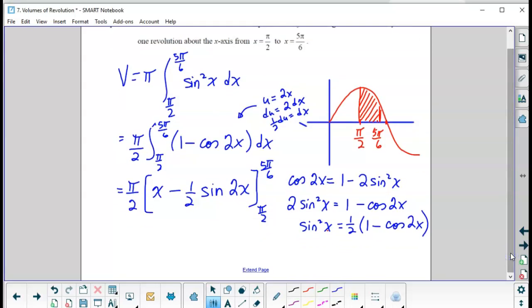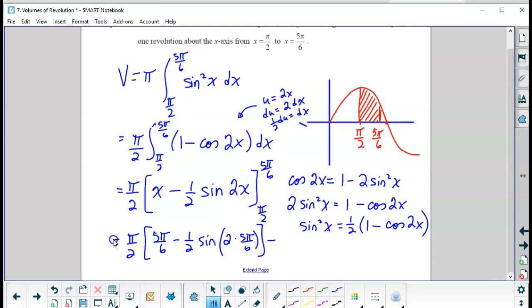All right, so now, here at the upper limit we'll have 5 pi over 6 minus 1/2 sine of 2 times 5 pi over 6, minus, at the lower limit, pi over 2 minus 1/2 sine of 2 times pi over 2.